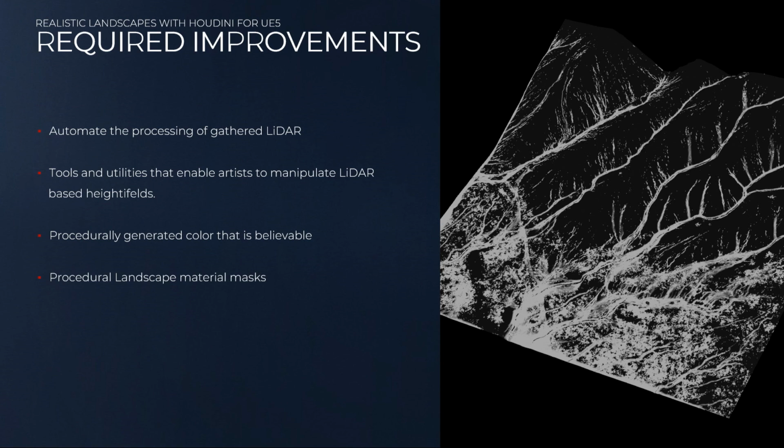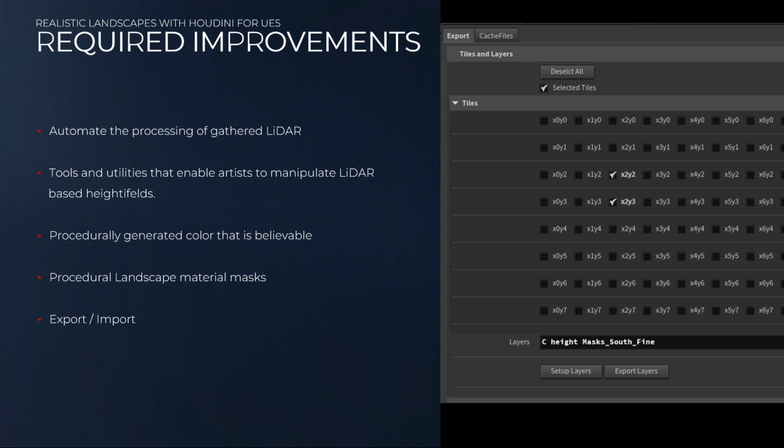We also need ways of creating interesting masks for our landscape materials in Unreal Engine. Getting a wide range of masking and distortion features will be critical to make masks that don't pop out as looking generated. And lastly, the export and import.